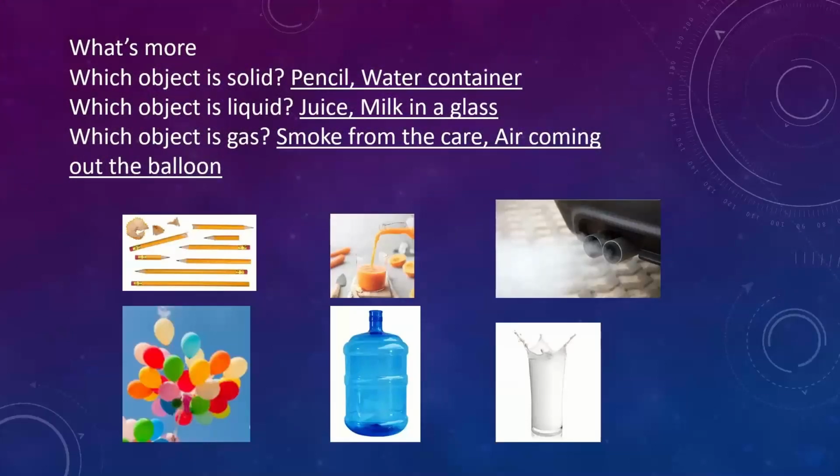Which object is solid? Pencil and water container. Which object is liquid? Juice and milk in a glass. Which object is gas? Smoke from the car, air coming out of the balloon.